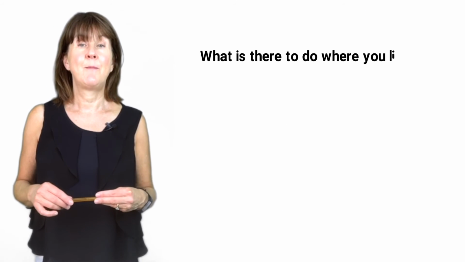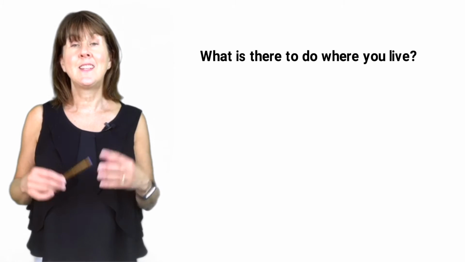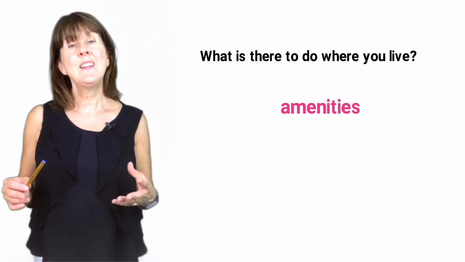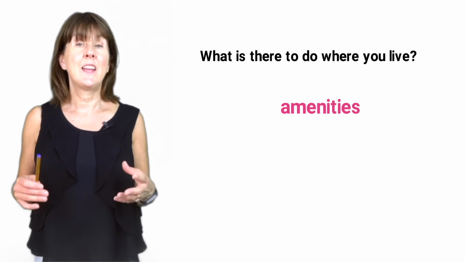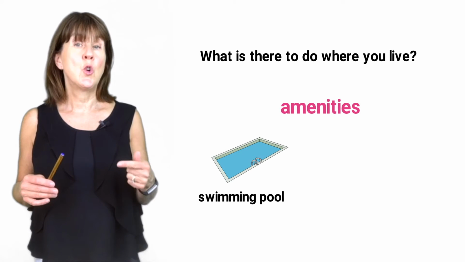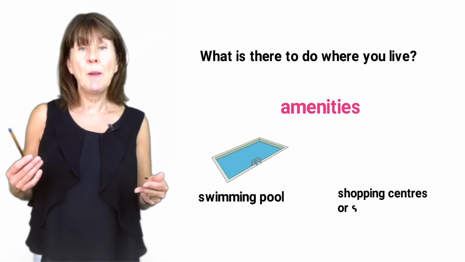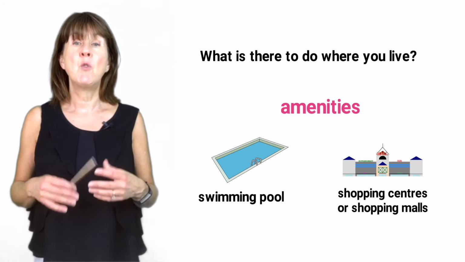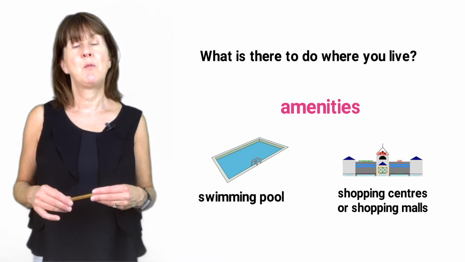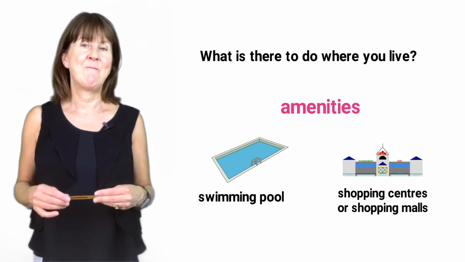Okay, so what is there to do where you live? What are the amenities like? Amenities are things like swimming pools or shopping centres or shopping malls that make life more pleasant or comfortable for the people in the town.